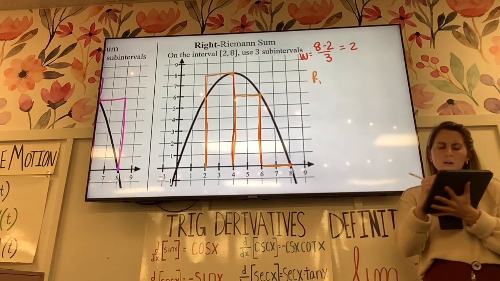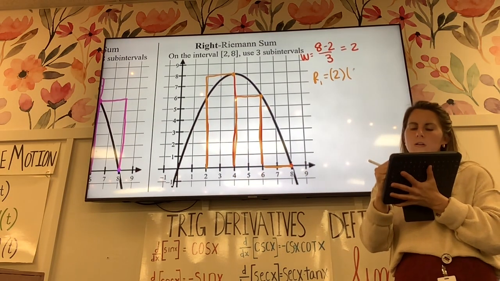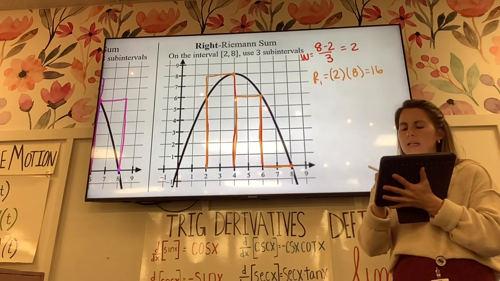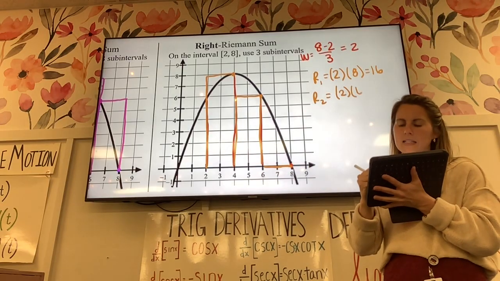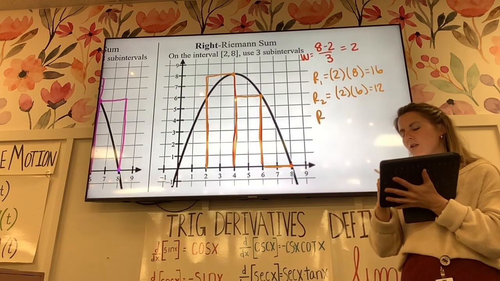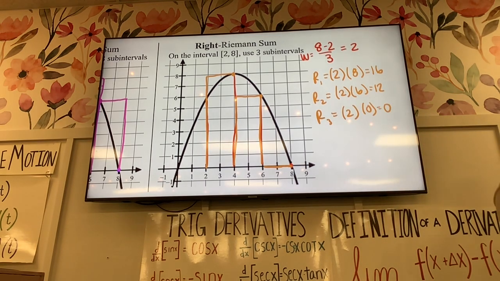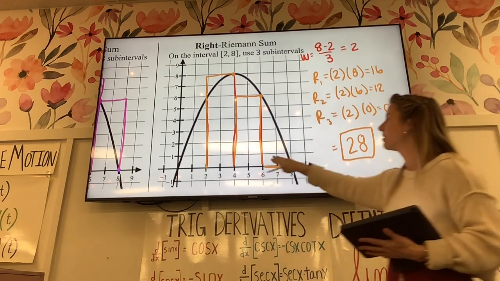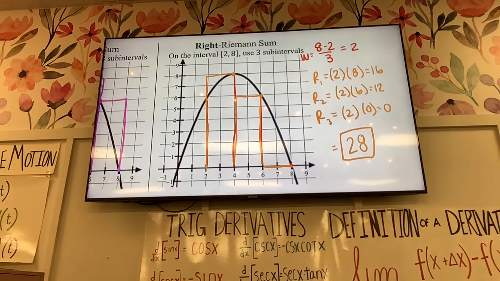All right, so this first rectangle here, base of 2, height of 8, which would be 16. Second rectangle here, base still is 2, height is 6, which would be 12. And then your third rectangle, the base is 2, but your height is 0, which would be 0. And so your approximation, 16, 12, 0, is going to be 28. So you can kind of tell that this one is going to be an under approximation because of how many holes you have underneath your graph that we haven't really accounted for with our approximation.